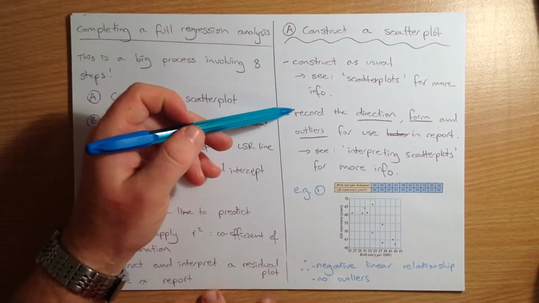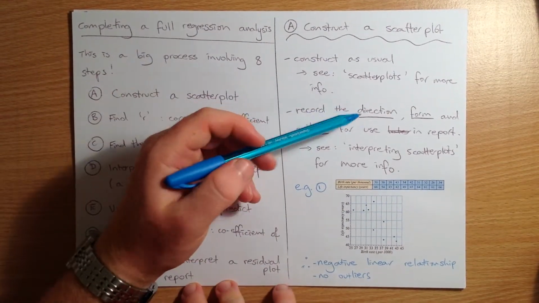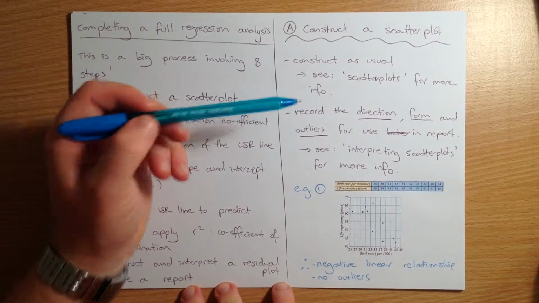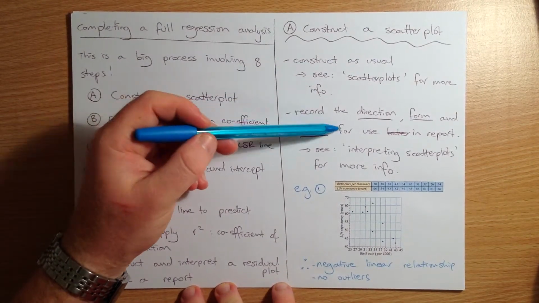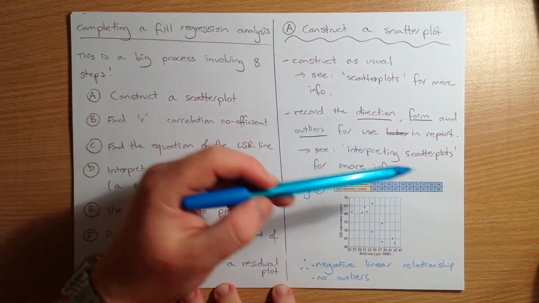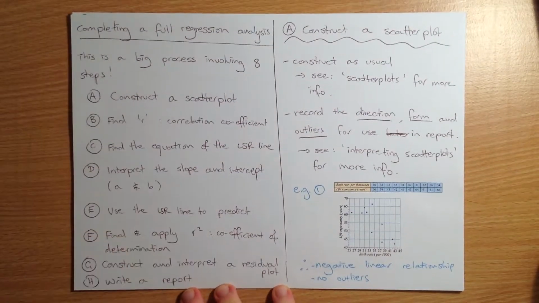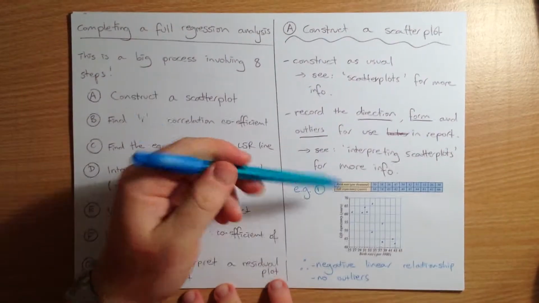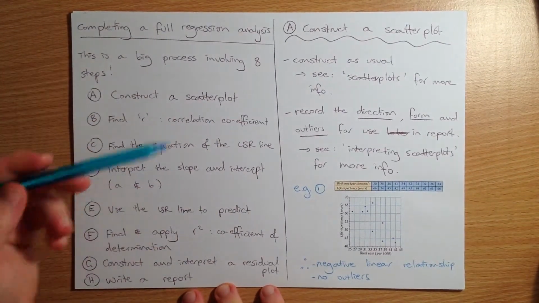So we're going to record, and again as usual, the direction, the form, and the outliers. So strength will come in a minute, and we'll use that later on in the report. So again, if you're not sure how to do that, go to the interpreting scatter plots video that I've put up for you. So this is the data we'll use for the whole eight different sections.